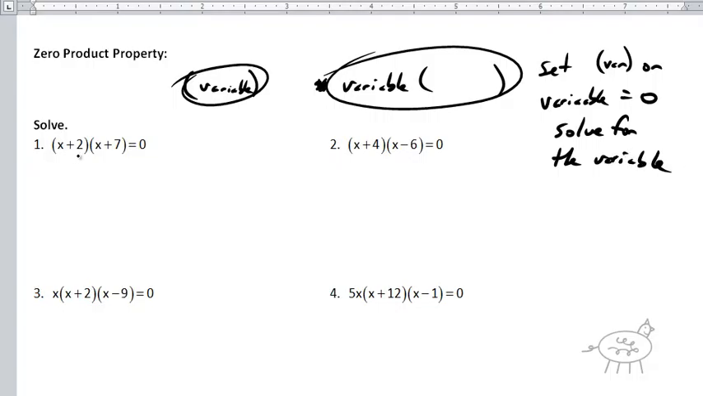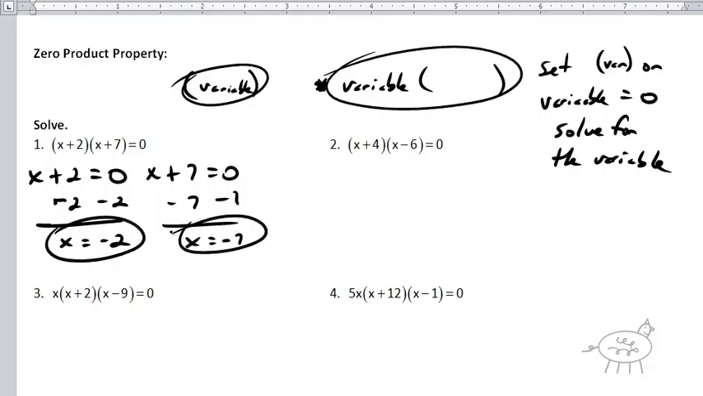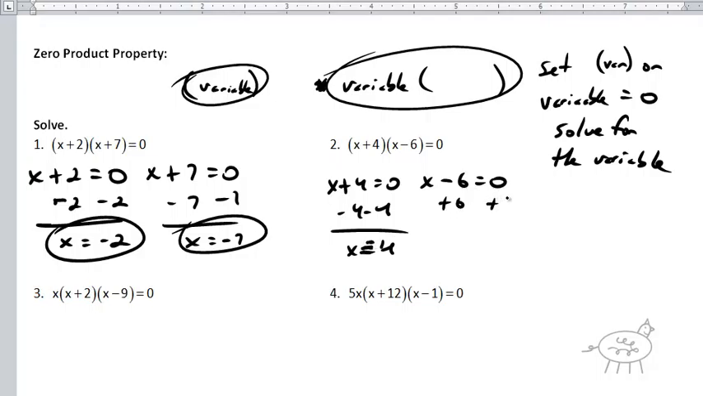So basically, you have x plus 2, you set equal to 0. x plus 7 equal to 0. That's all you do. Then you subtract 2, so x equals -2, and subtract 7, x equals -7. That's it, math fans. That's so easy. This next one, x plus 4 equals 0, x minus 6 equals 0. So we subtract 4 from both sides. x equals negative 4. And add 6 to both sides, so x equals 6. That's all you do. Very simple.